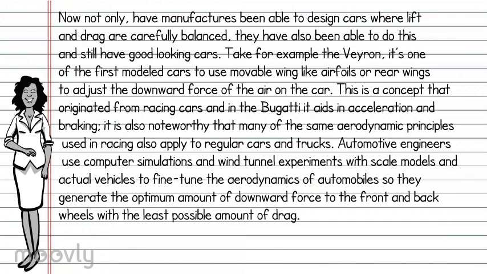Now, not only have manufacturers been able to design cars where lift and drag are carefully balanced, they have also been able to do this and still have good-looking cars. Take, for example, the Veyron. It's one of the first model cars to use movable wing-like airfoils or rear wings to adjust the downward force of the air on the car. This is a concept that originated from racing cars, and in the Bugatti, it aids in acceleration and braking.